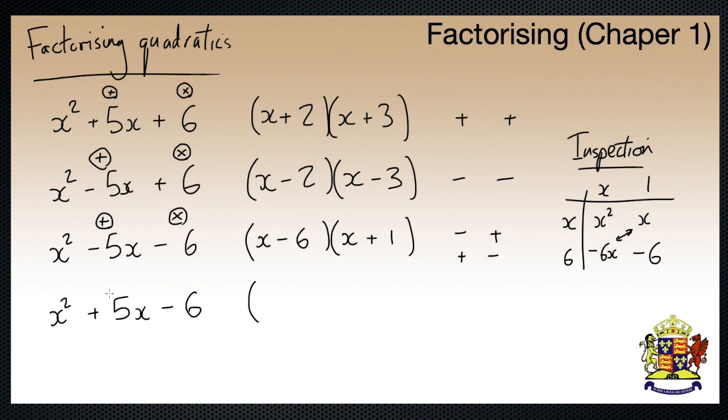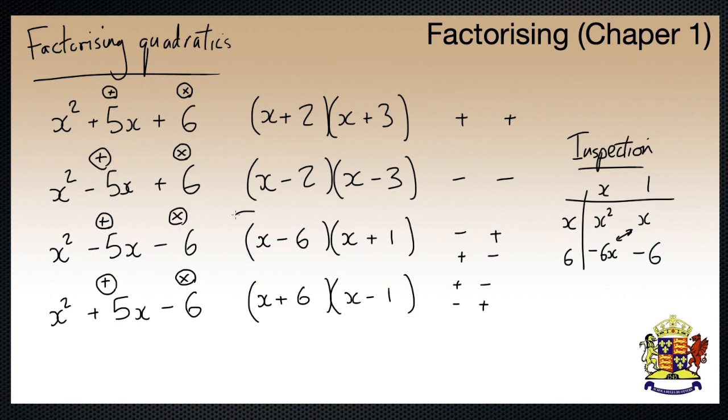The last one, add to make positive 5, times to make negative 6. Well, it's sort of like the last one, just the other way around. We know we've got minus 6. We've got 6 and 1 as our factors, but the negative one in this case must be the 1 because it's a 5 as opposed to a minus 5. So it's x plus 6, x minus 1. So in this case, again, I get plus minus or minus plus.